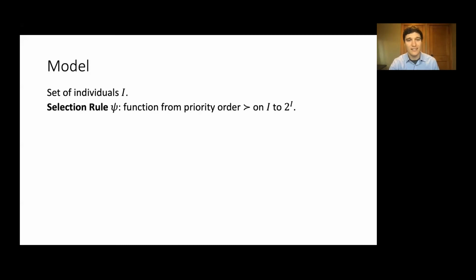And then we're going to have a priority order over these individuals. So in the affordable housing allocation example, you can think of this priority order as being generated by the lottery, right? So the city uses a lottery to put these people in a random order. And a selection rule takes that priority order as input and then says who's actually going to be chosen, who's actually going to get an apartment in that context.